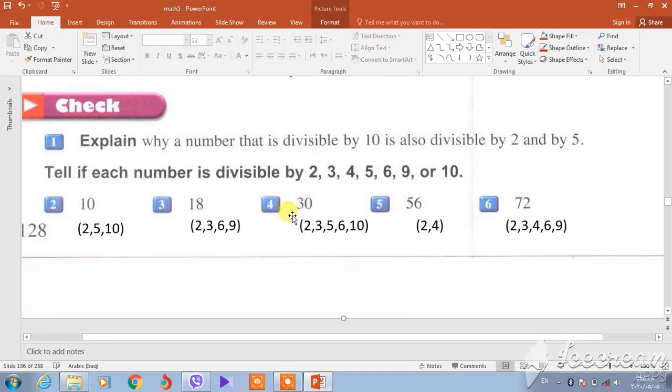No, because the last digit is 30. 30 is not divisible by 4. Divisible by 5? Yes, because the last digit is 0. Divisible by 6? Yes, because it is divisible by 2 and 3.